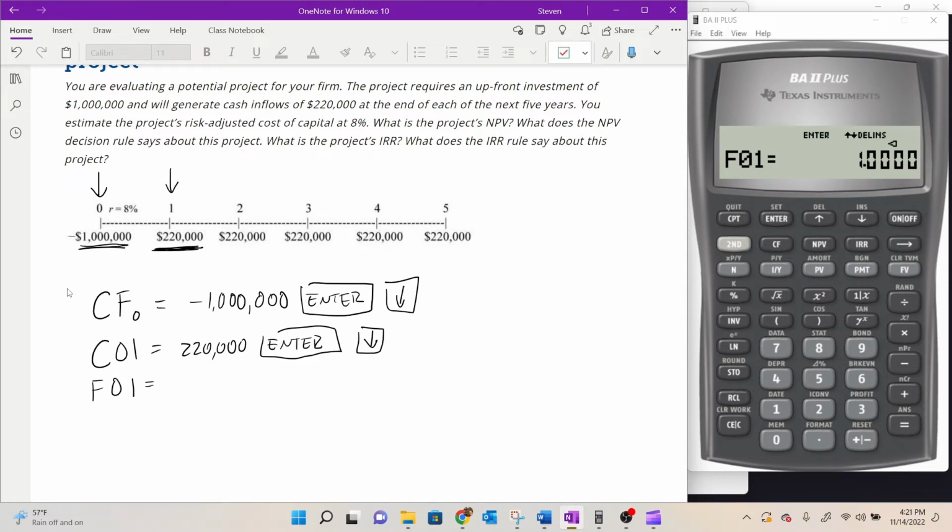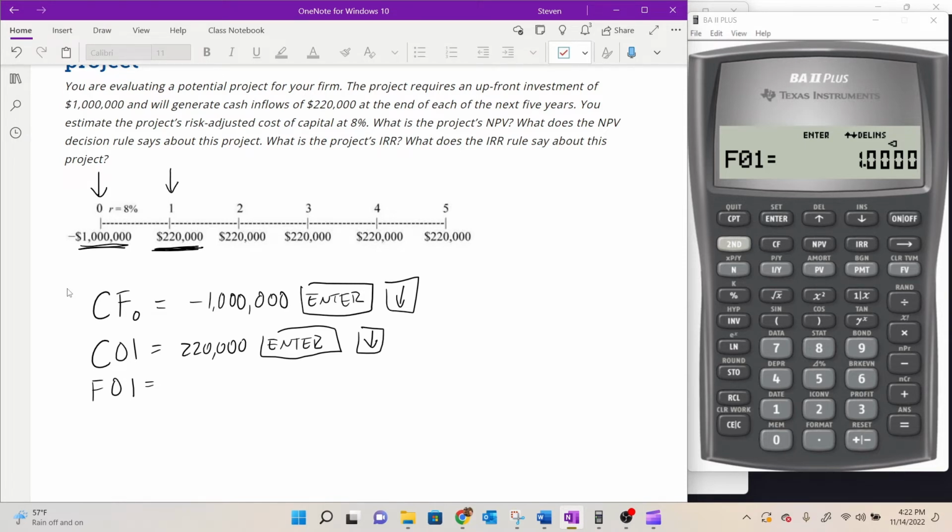And this particular one is F01, so it's referring back to cash flow 1, and it's saying that number that you just put on cash flow 1, that $220,000 that we stored there, how many times in a row do you observe that exact cash flow? With this problem, we see the cash flow once, the end of year 1, a second time, the end of year 2, a third time at the end of year 3, fourth time at the end of year 4, and a fifth time at the end of year 5.